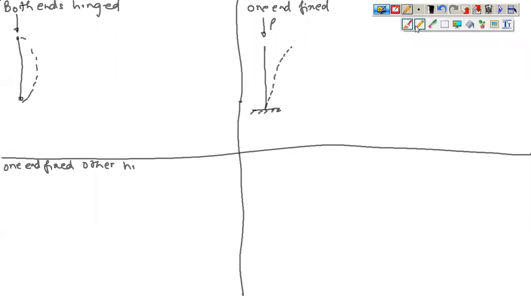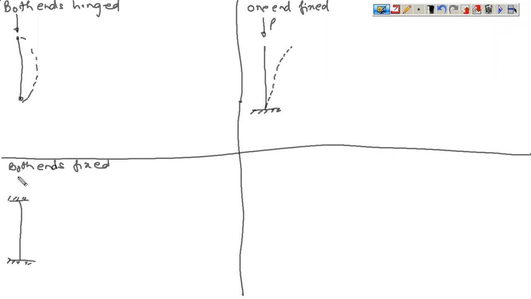This one is both ends fixed. Let us go in order. Both ends fixed, and you have an axial compressive load, and this is the buckling pattern.